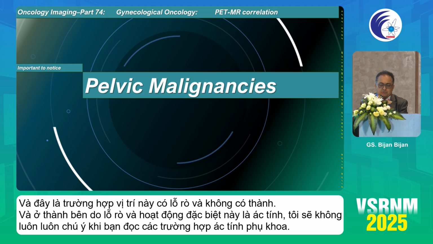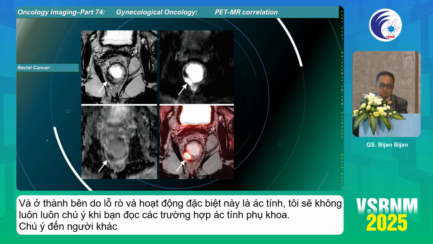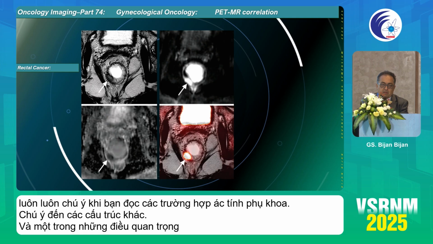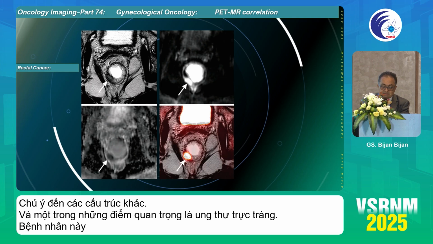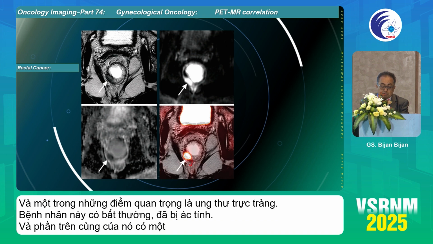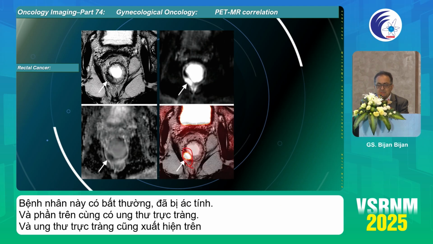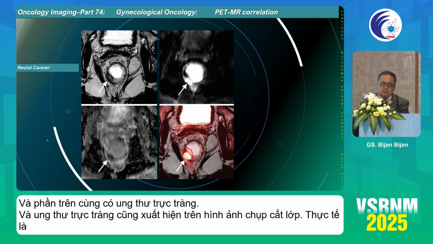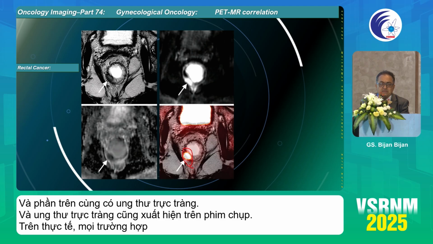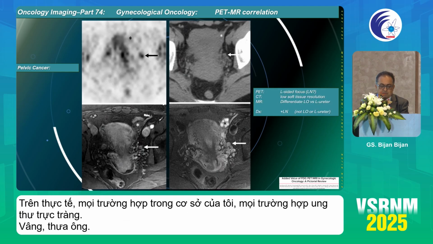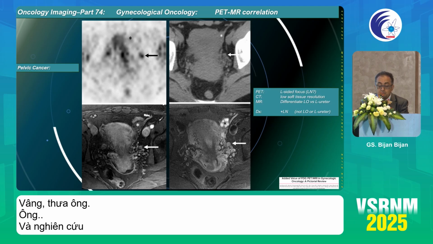Always pay attention when you're reading the FDG cases for gynecological malignancies, pay attention to other structures. And one of the important ones is rectal cancer. This patient has a GYN malignancy. On top of that, has a rectal cancer. And the rectal cancer also shows up on the FDG scan. As a matter of fact, every rectal cancer case in my institution gets the MR and FDG study for the initial staging.